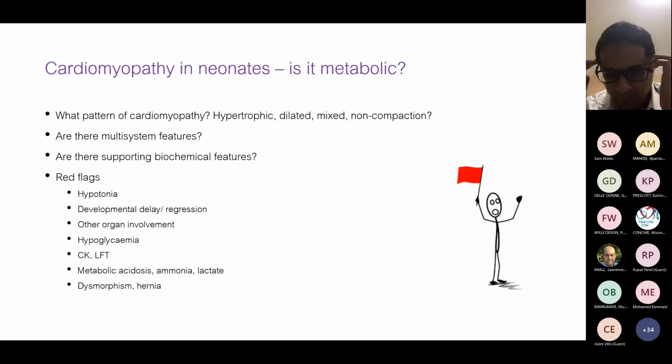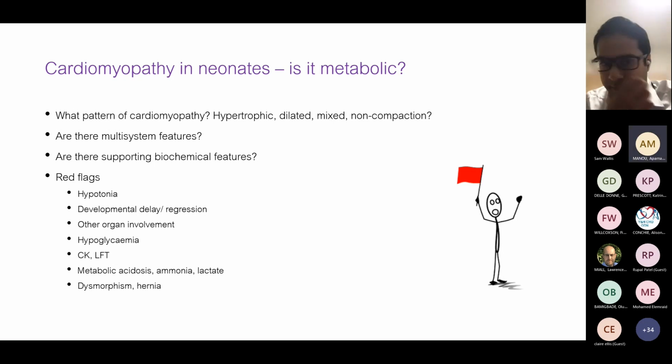So what are the clues that it could be metabolic? There are some things to think about. Certainly if there are multi-system features and other organ involvement, then we have to think about whether it could be a mitochondrial disorder, for example. Are there supporting biochemical features? That might be from first-line investigations: is there liver involvement? Is there raised CK? Is there lactic acidosis? Is there hyperammonemia and acidosis? And there are second-line tests, which I'll go through as well.